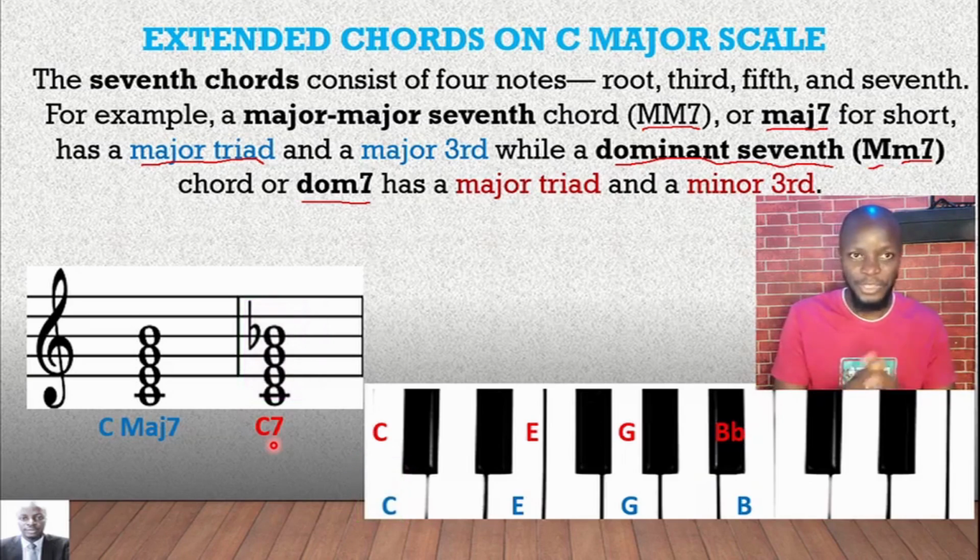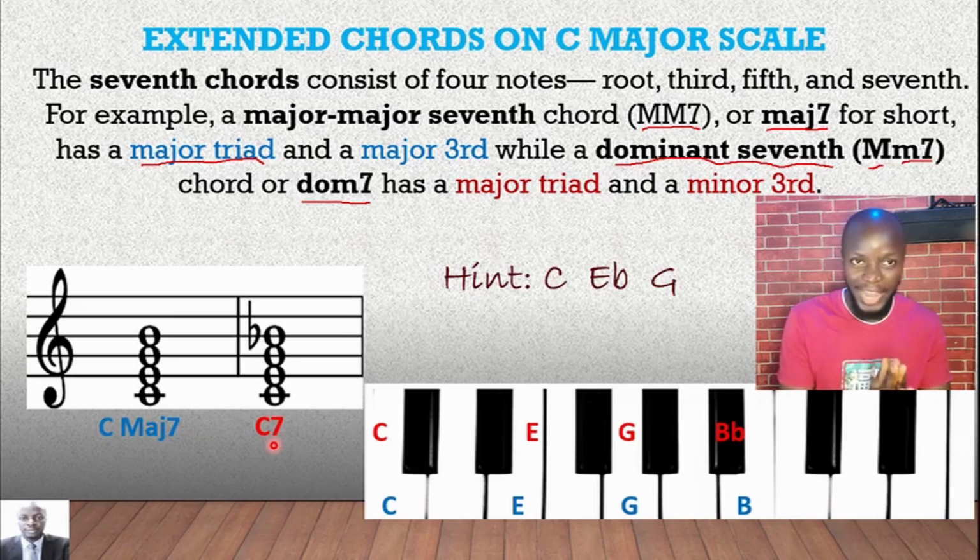Let me give you a work to do. We've talked about C major seventh and C dominant seventh. So how do you build a C minor seventh? Remember, you are dealing with a minor triad. In C minor seventh, you are dealing with a minor triad. So how do you build that? You can leave your answer in the comment section.